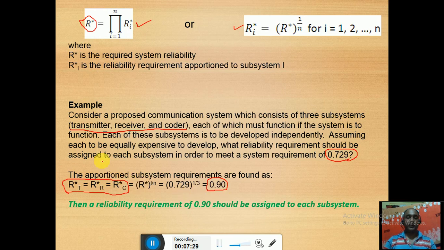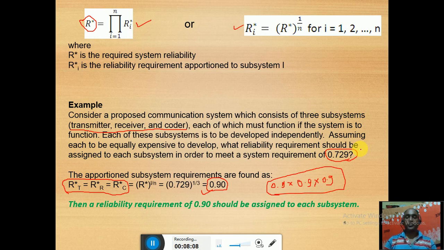So when you put these three systems in series, the reliability of the system will be equal to 0.9 into 0.9 into 0.9, right? So obviously it will yield 0.729. So that was our requirement of the reliability of the system. That's why we have to allocate each element 0.9 reliability. So this is that simple. Therefore a reliability requirement of 0.9 should be assigned to each subsystem, right?